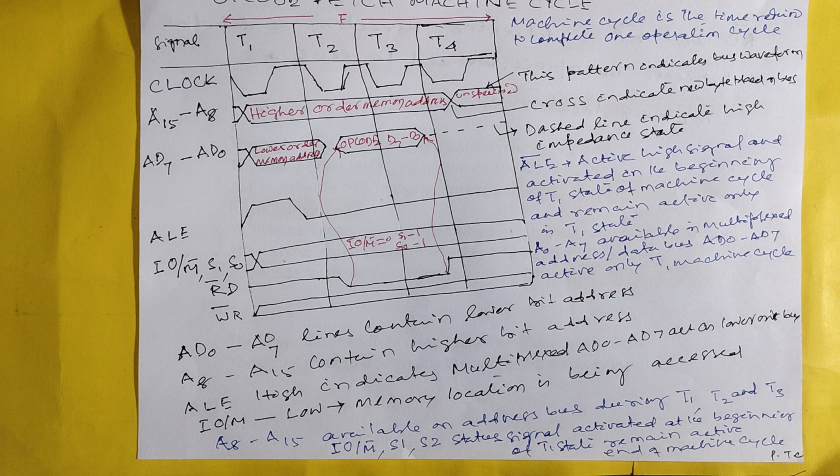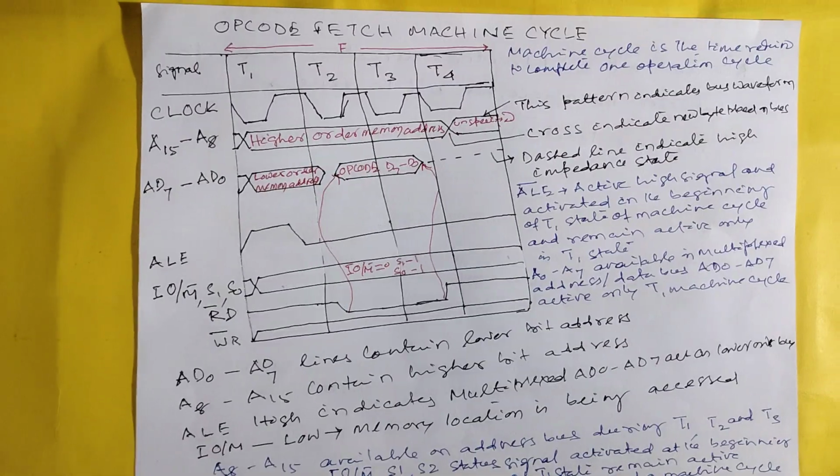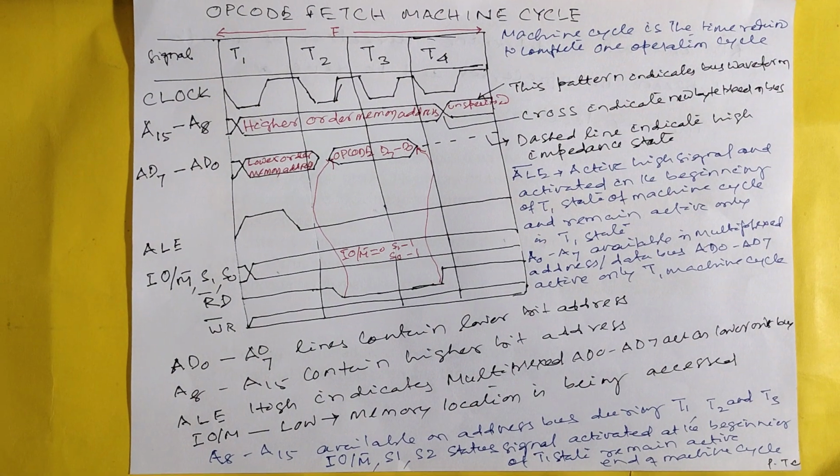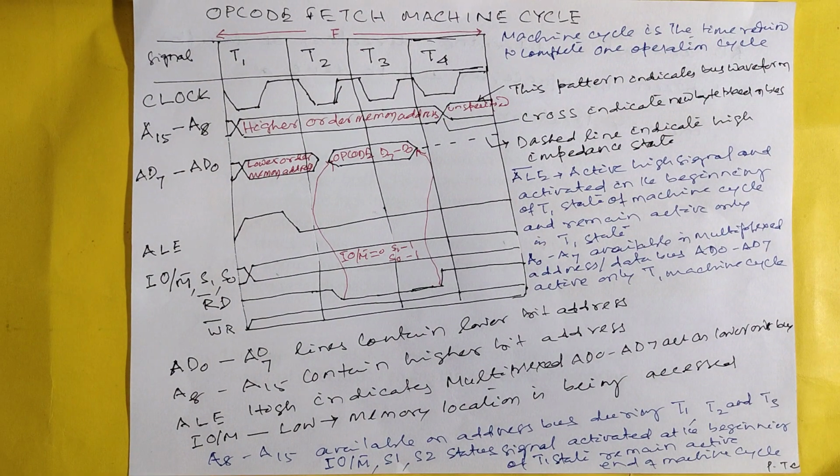This diagram is important. This diagram is most important because I have written everything here. Signals T1, T2, T3, T4, clock cycle, A8 to A15 higher order address, then lower order AD0 to AD7, then active high ALE, then IO/M and S1 signal, RD and WR. Here everything is mentioned: at what step, what signal will go high or come low at every state, T1, T2, T3, T4.